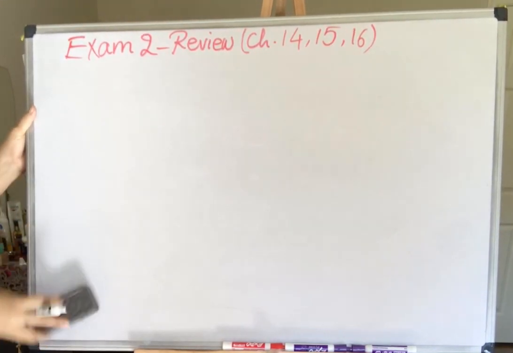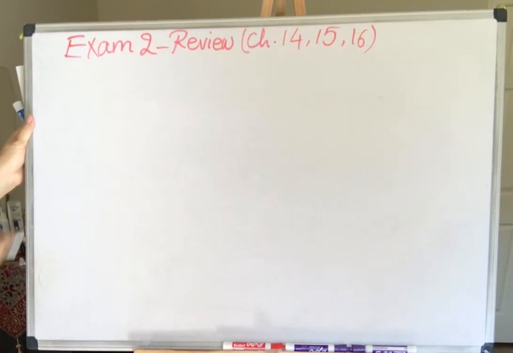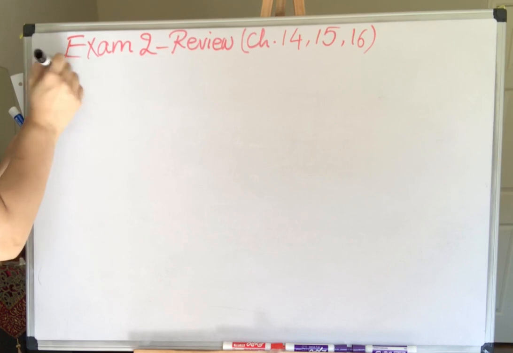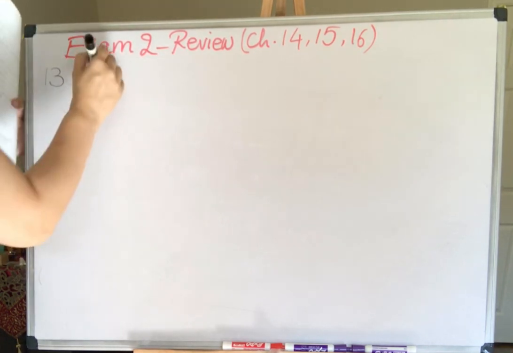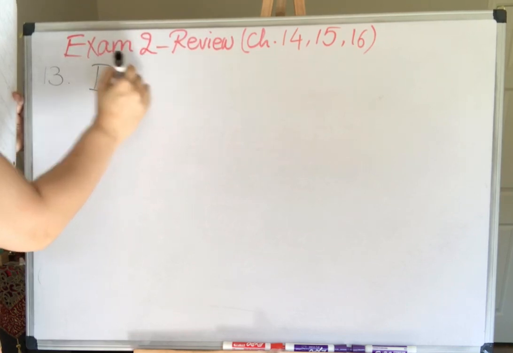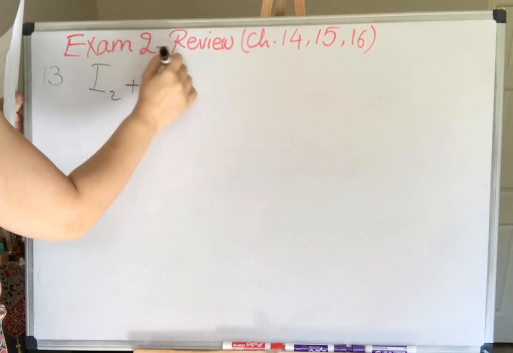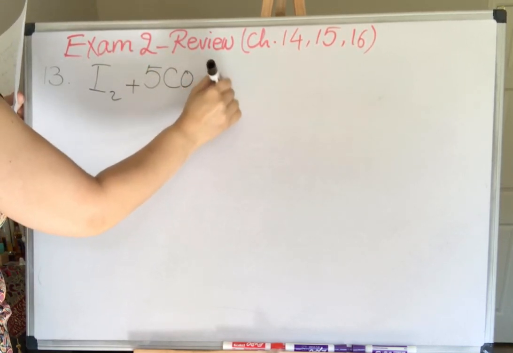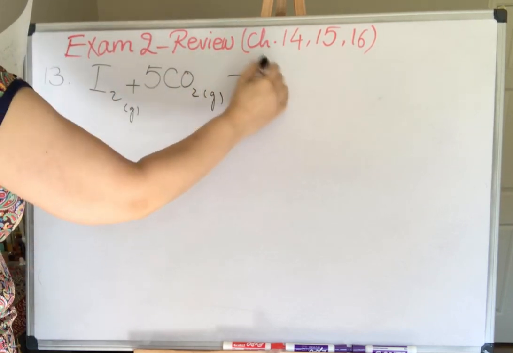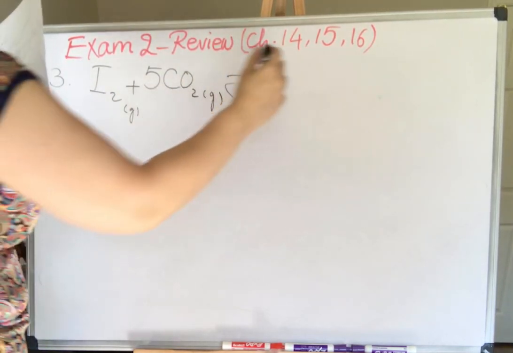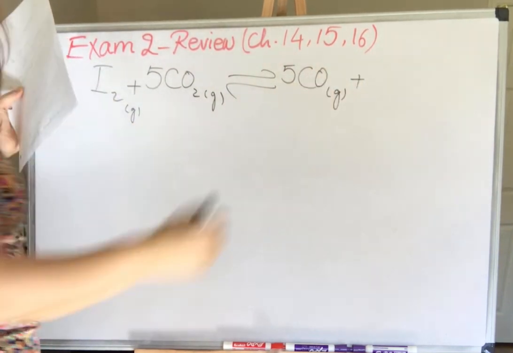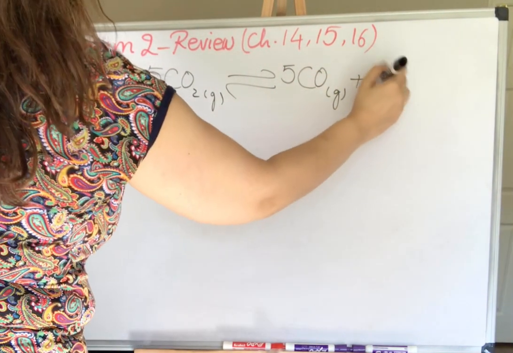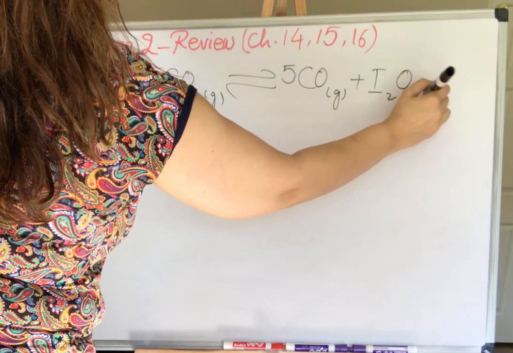All right. Next question is question 13. The following equilibrium is exothermic: 5CO2 gas is in equilibrium with its products, 5CO gas plus, what else do we have? I2O5 gas.